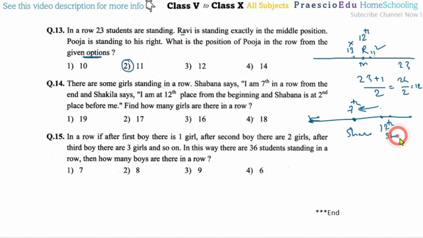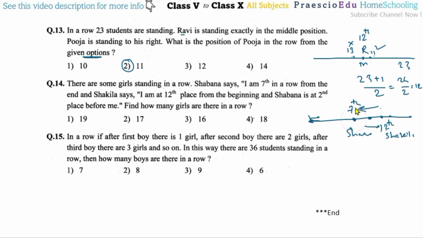Shakila, okay, Shakila, and she said that Shabana is at 2nd place before me. Now, in between this one, only one girl is there, because this is first and then second. So, from this one, 12th place Shakila, and from this side, Shabana is on 7th place. Now, find how many girls are there in a row.